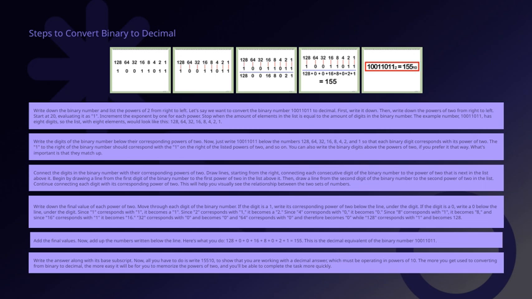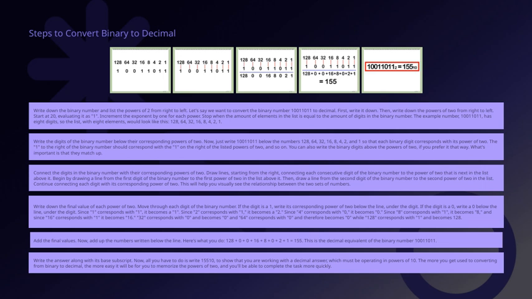Now, write the binary digits below their corresponding powers of 2. It's important that the first digit aligns with 128, the second with 64, and so on, matching each digit with the correct power. Once you've lined everything up, connect each binary digit to its corresponding power of 2 with lines. Start from the rightmost digit and draw a line to the 1, then from the next digit to 2, and continue this pattern. This visual connection helps us see how each binary digit contributes to the overall value.